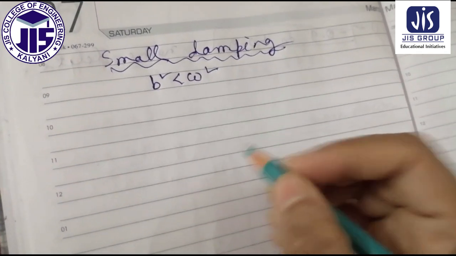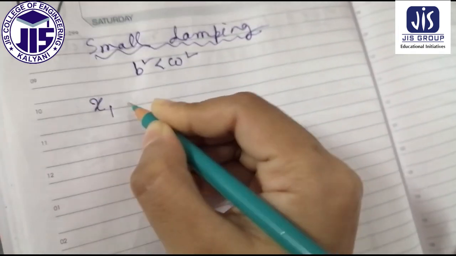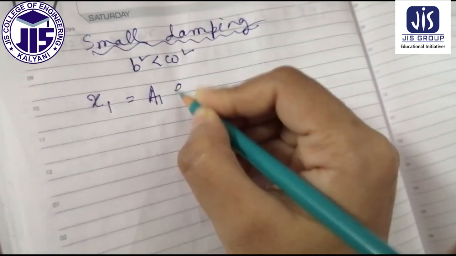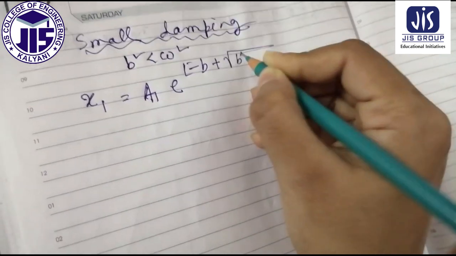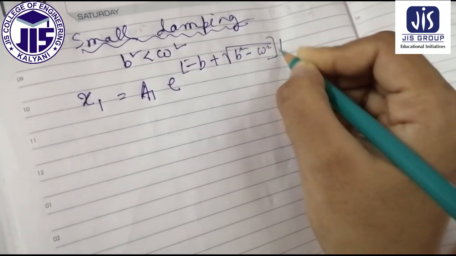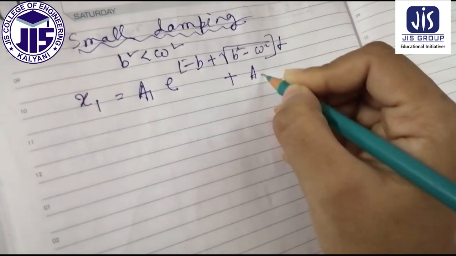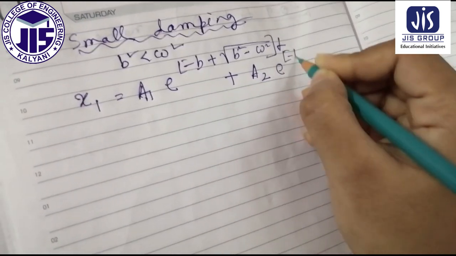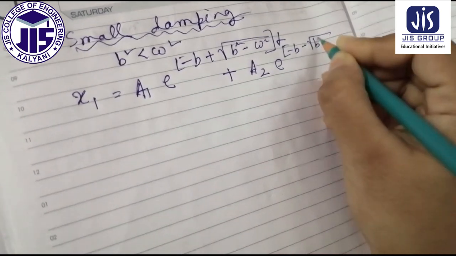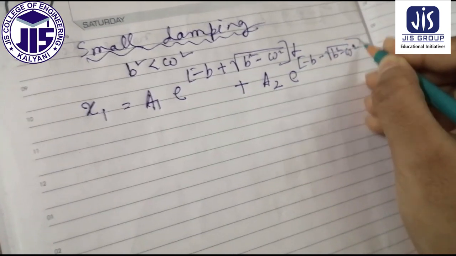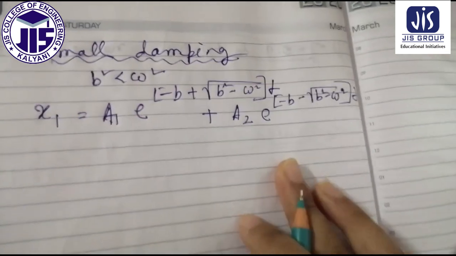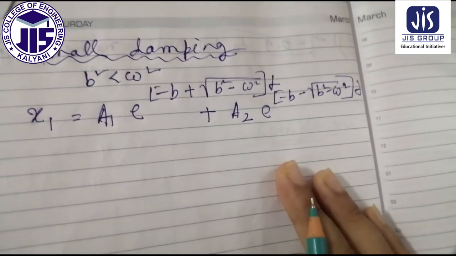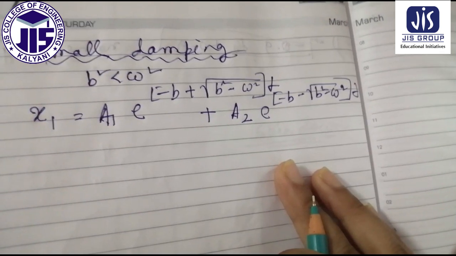Now the general equation we had: x equal to a1 e to the power minus b plus root over of b square minus omega square into t, plus a2 into e to the power minus b minus root over of b square minus omega square into t. So this was the equation we derived in our last lecture.